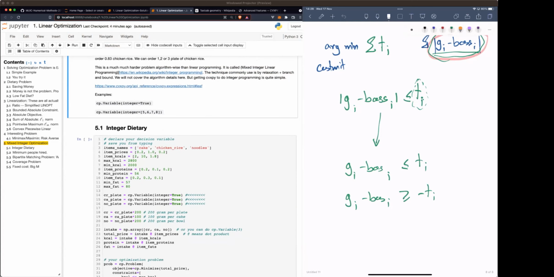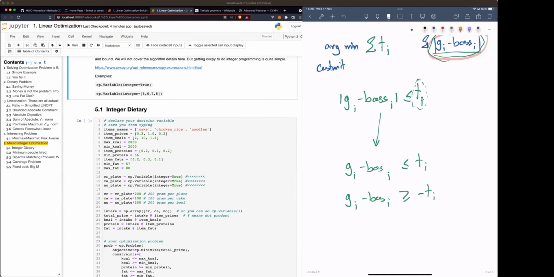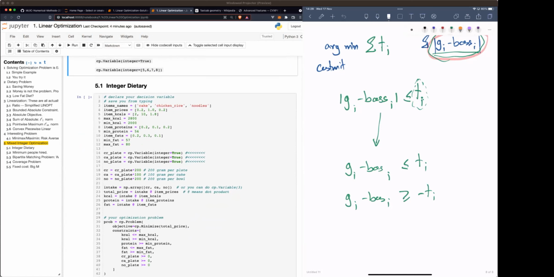But your problem is actually quite simple, so let me show you how you do it. For example, now you want to solve the chicken rice, cake, and noodles problem, but you want to solve it as an integer. So what you need to do is define your variables, the things that you want to adjust: the number of plates for chicken rice, the number of plates for cake, the number of plates for the noodles.